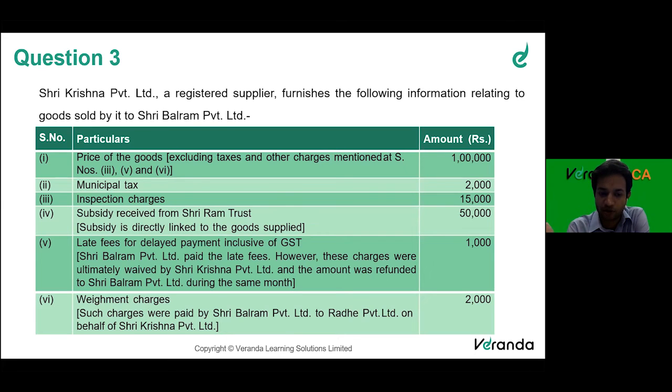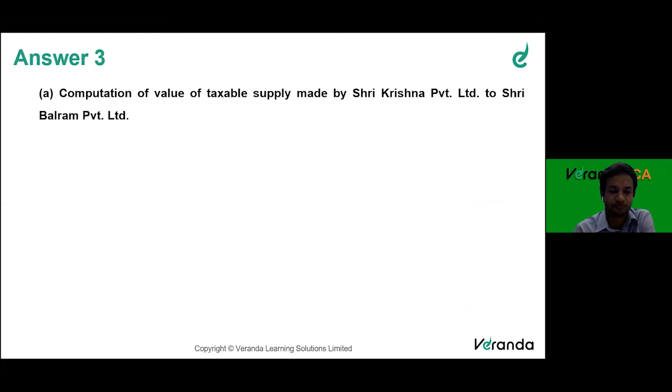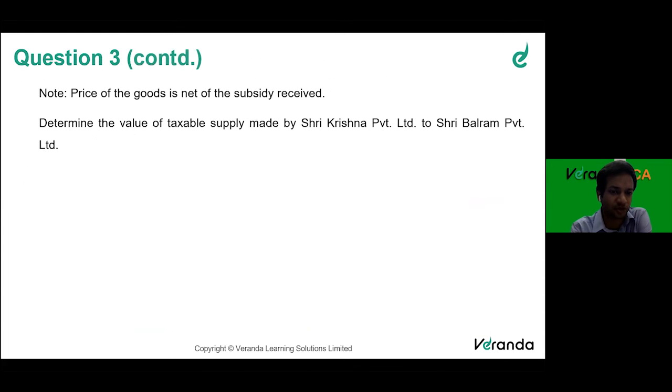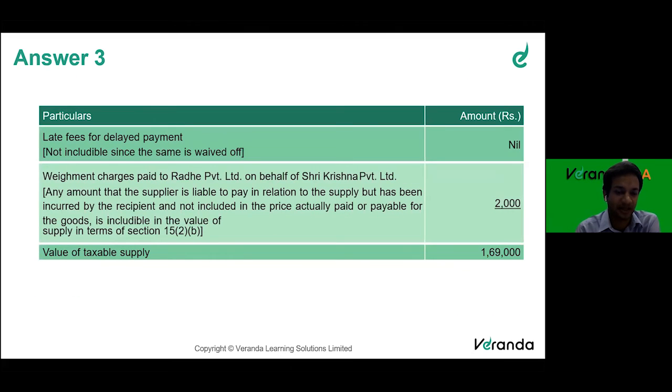1,000 rupees I said we have to ignore because it's not levied at all. Payment charge again 2,000 we'll have to add. So let's see. And see here it says note price of the goods is net of subsidy. So subsidy is already netted off. So we'll have to add subsidy for the purpose of charging GST. So if you see price of the goods 1 lakh, add 2,000 rupees municipal tax, add 15,000 incidental charges, which is inspection, then add subsidy value, then late fees for delayed payment.